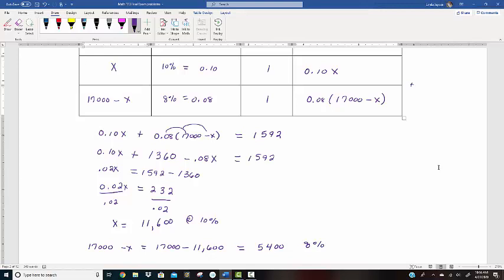If you can set this up without ever having to put it in a table, that is just fine. But do what comes natural to you. But remember that both of these added together equal the total interest or income, depending on the problem you're working on. All right?